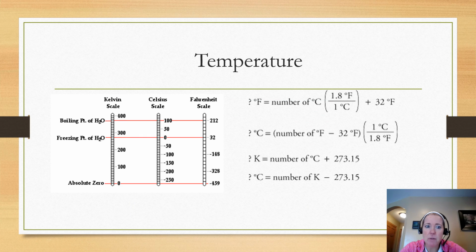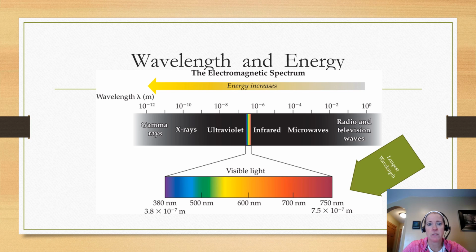You will have a couple temperature conversions on here. Make sure that you know how to convert Fahrenheit to Celsius, Celsius to Fahrenheit, Kelvin to Celsius, and Celsius to Kelvin, okay? You will have at least 2. So this is a good review slide for you. When it comes to wavelength and energy, know that energy increases as we go lower in the visible light spectrum or towards the gamma rays. But the longest wavelength is red. Okay, the shortest wavelength would be purple when it comes to visible wavelengths.